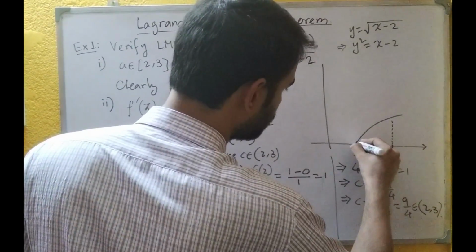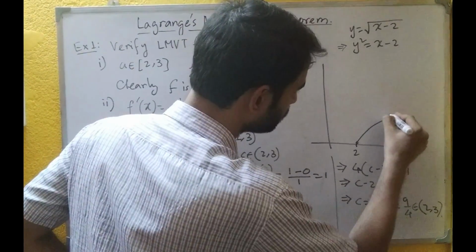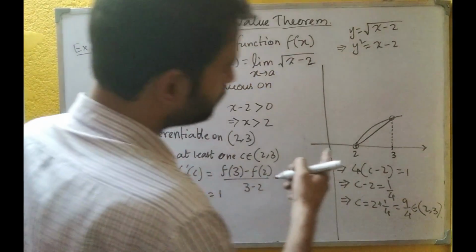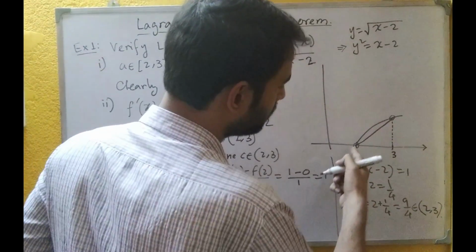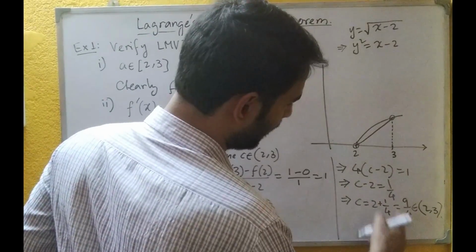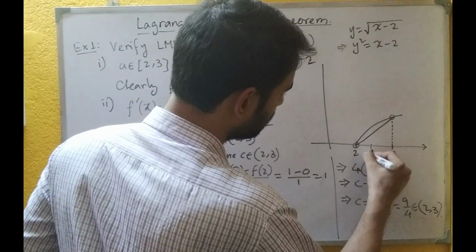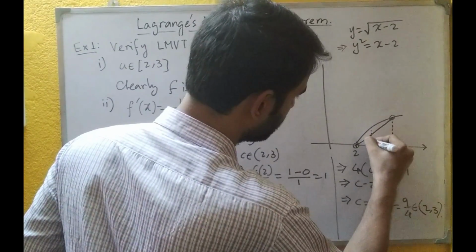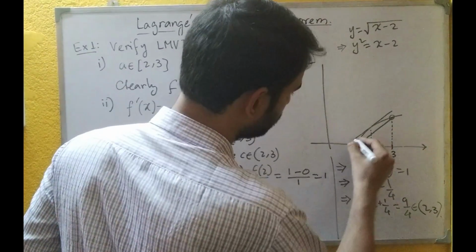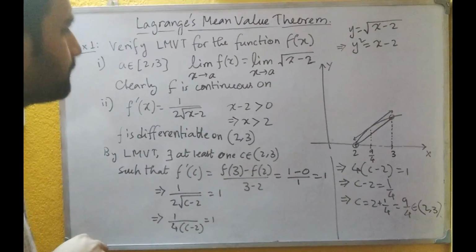If you join the points 2 and 3, you will get a curve chord like this. So it is saying that at 9 by 4, somewhere here, you will get a tangent which is parallel to the chord. So this is the geometric view of this problem.